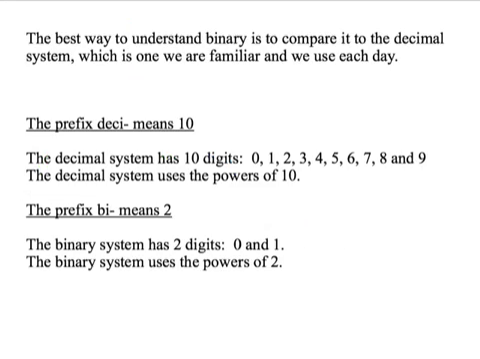The best way to understand the binary system is to compare it to the decimal system. It helps to remind ourselves that the prefix deci means 10 and the prefix bi means 2. The decimal system uses 10 digits from 0 to 9 and it uses the powers of 10. The binary system has only 2 digits, 0 and 1, and it uses the powers of 2.